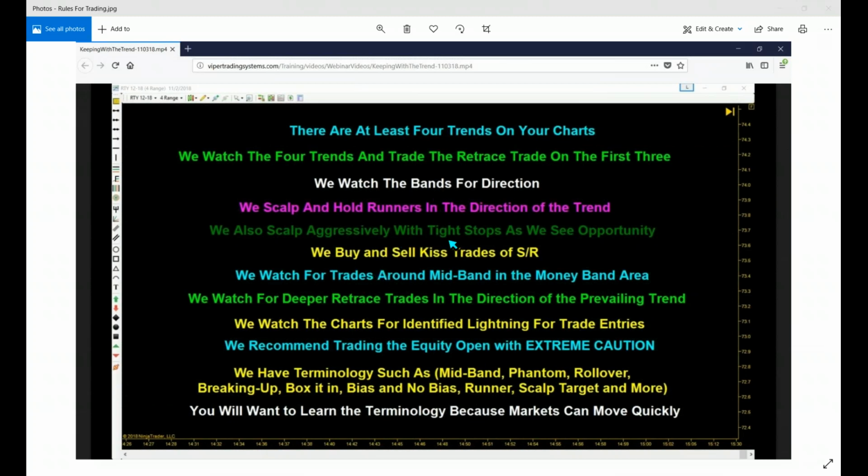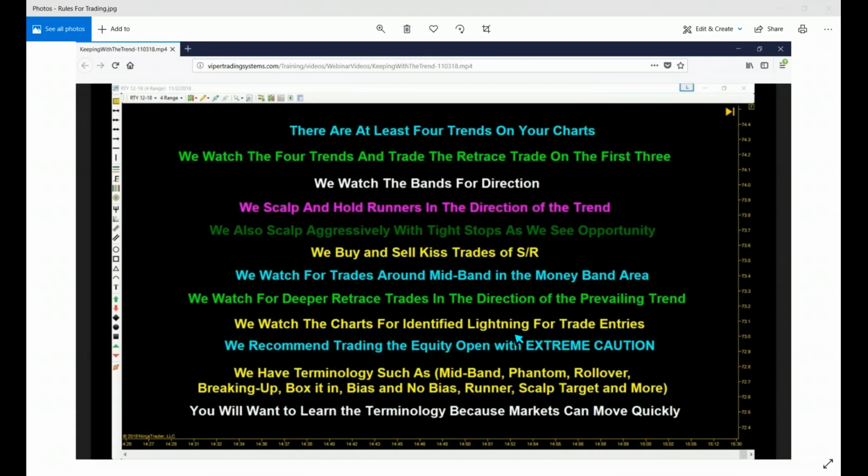We also scalp aggressively with tight stops as we see opportunity. We buy and sell kiss trades of support and resistance. We watch for trades around the mid band and the money band area. We're going to talk about that tonight. And then we watch for deeper retrace trades in the direction of the prevailing trend. Those are mostly called deep retracements or phantoms, and we'll go over those.